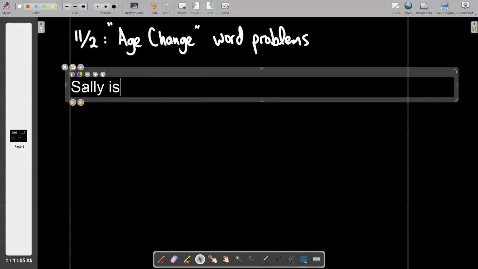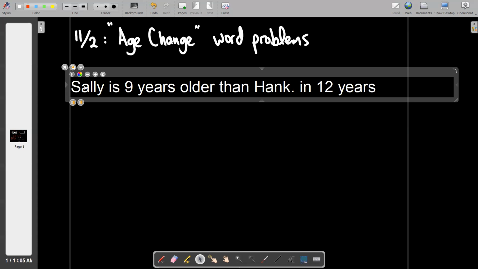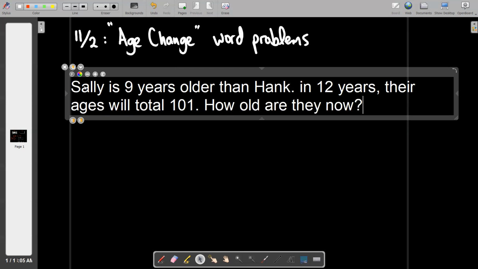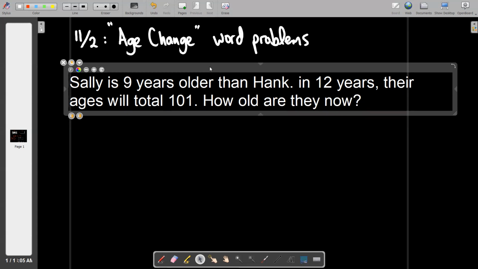Sally is 9 years older than Hank. In 12 years, their ages will total 101. How old are they now?